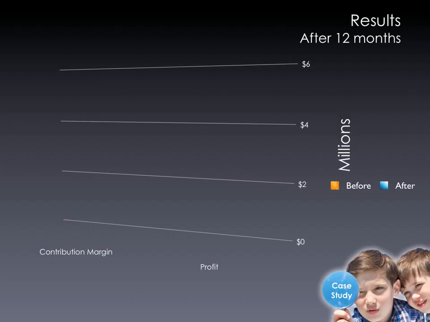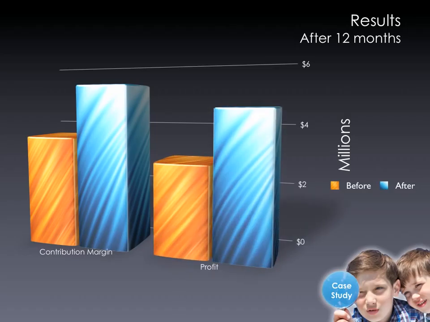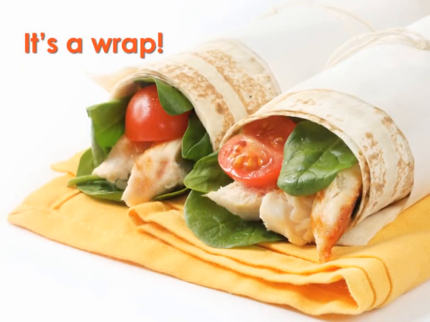Contribution margin on fixed items increased from 3.6 million to 5.3, and overall profits went up from 2.9 to 4.6 million, again on these fixed items. But this is a wrap of this 6-part series. So let me summarize what we learned.